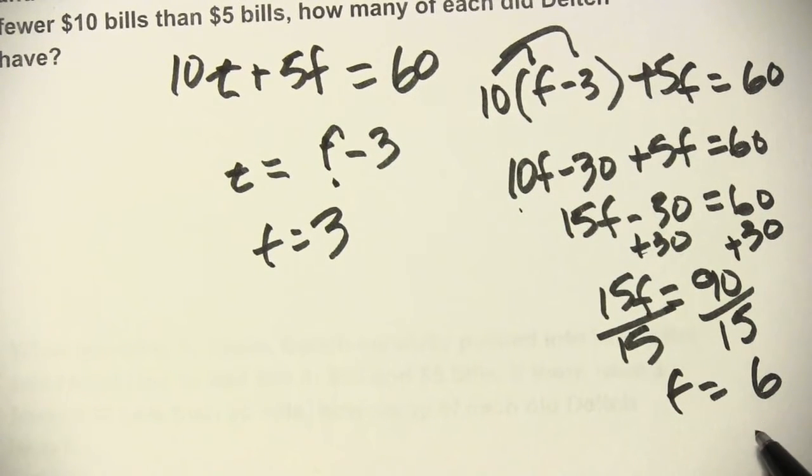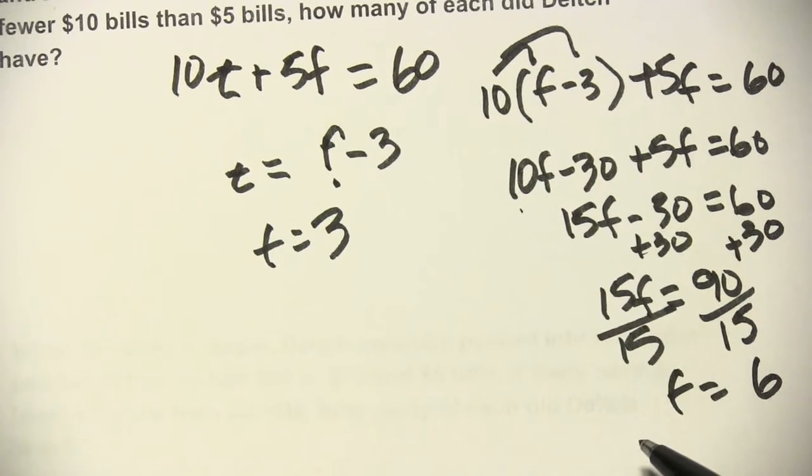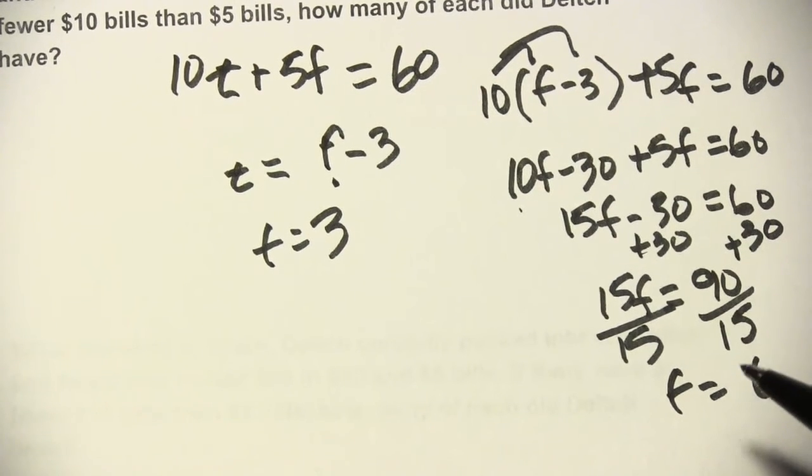So he's got 6 $5 bills and 3 $10 bills to add up to $60. So that's a little bit of work with these tricky word problems.